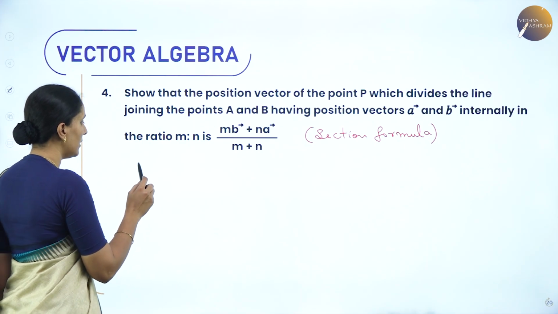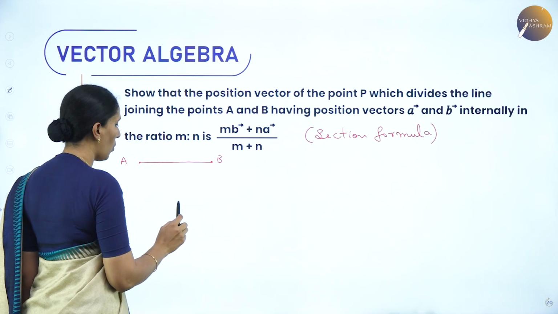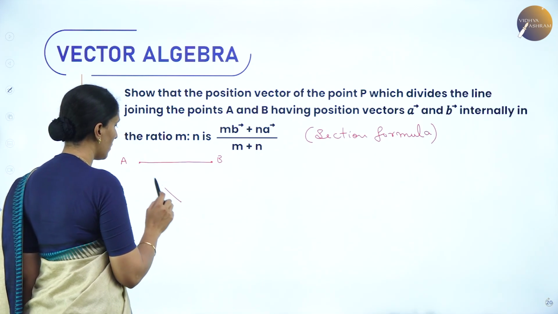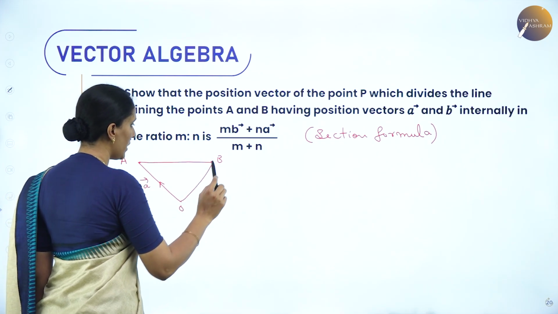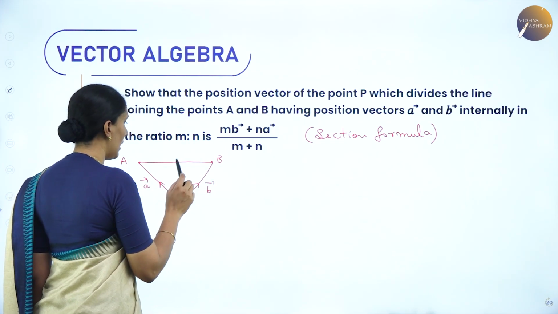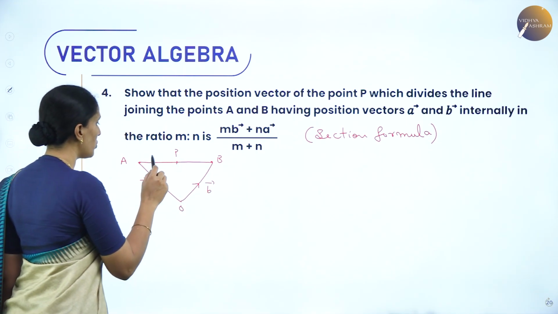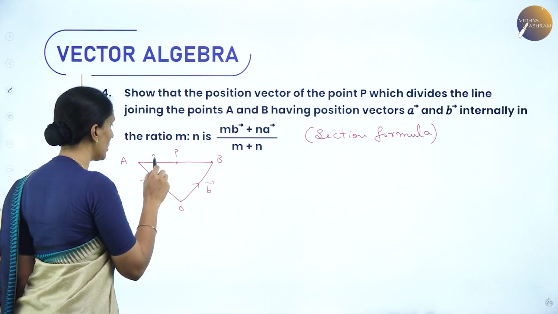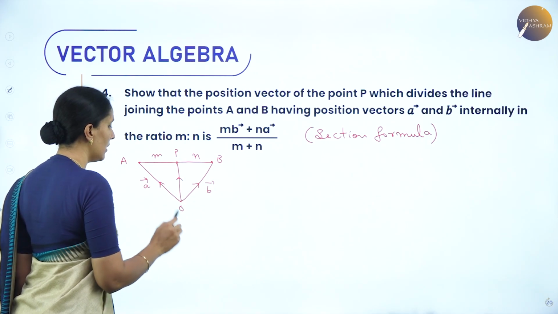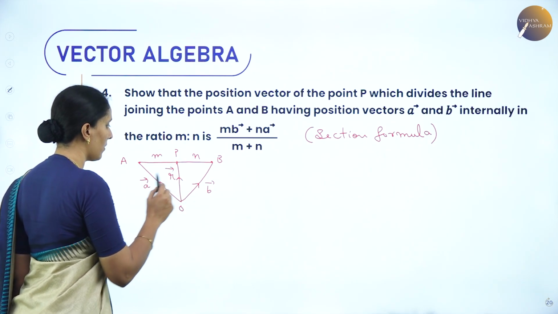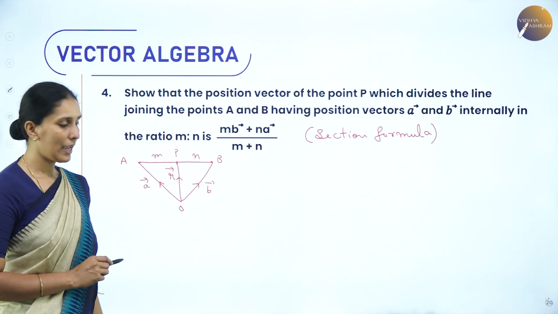So let me consider a line AB here. Let O be the origin, then OA is vector A, OB is vector B. Let P be any point on the line segment AB, which divides it internally in the ratio m is to n. Then let us consider this OP as vector R. Now we need to show that vector R is MB plus NA divided by M plus N.